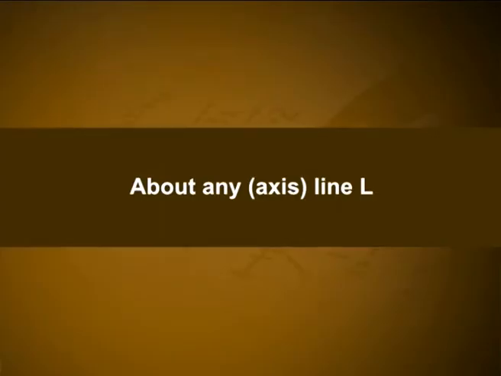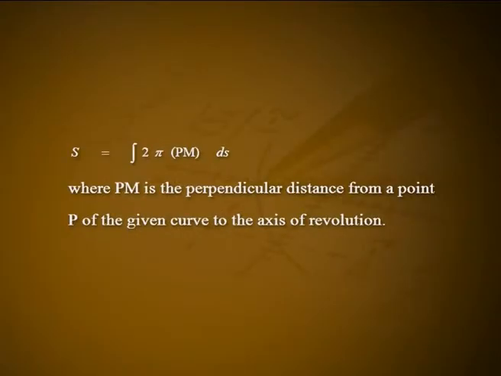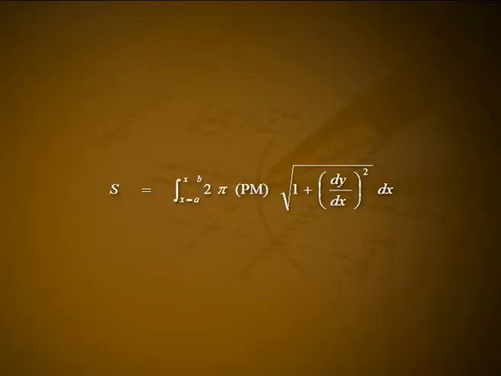About any axis line L, S = integral of 2π·PM ds, where PM is the perpendicular distance from a point P of the given curve to the axis of revolution. A. Limits for x. If limits for x are given as x = a to x = b, then S = integral from x = a to x = b of 2π·PM √(1 + (dy/dx)²) dx.